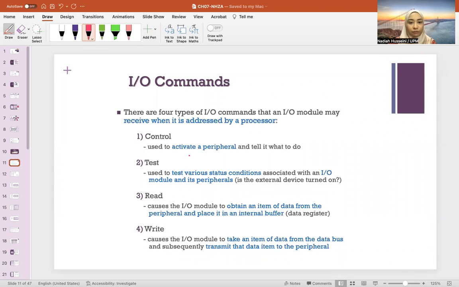Okay, so there are 4 types of I/O commands that an I/O module may receive when it is addressed by the processor. The processor will issue a command and the I/O will respond accordingly. The first one is control, used to activate the peripheral and tell it what to do. Number 2 is test.